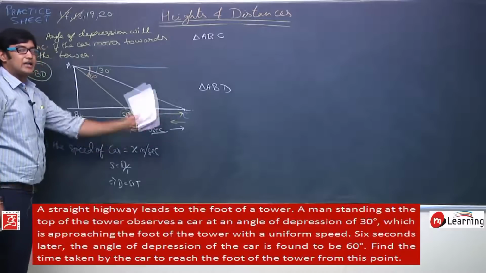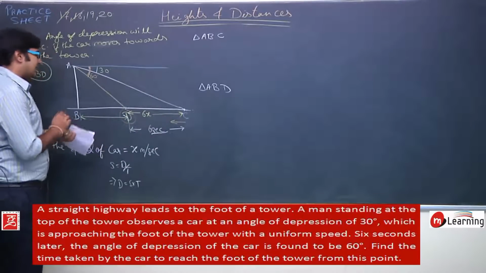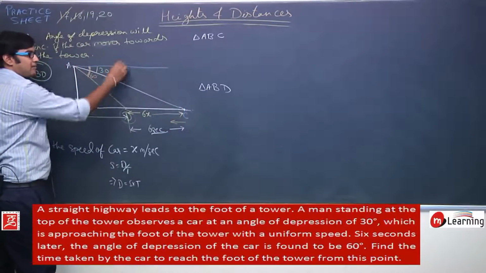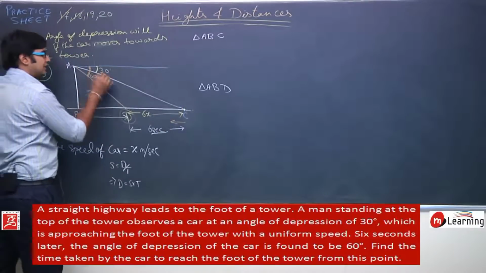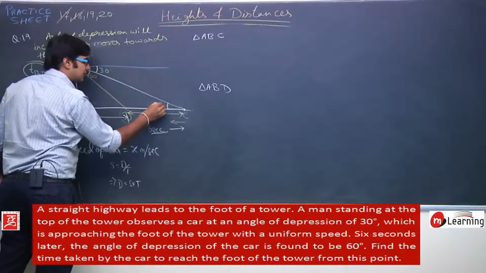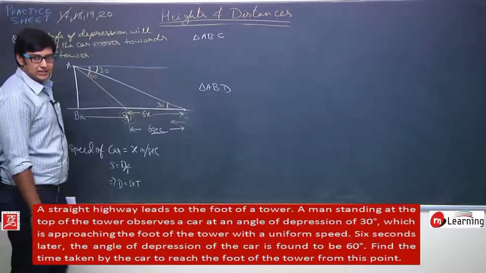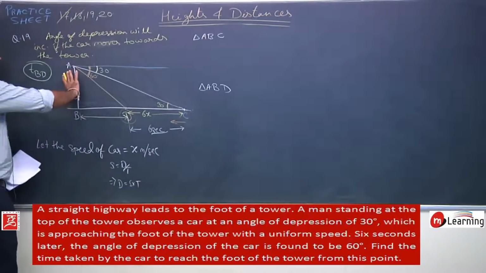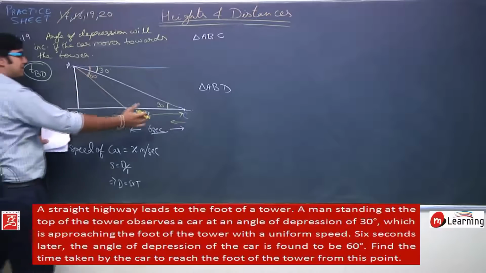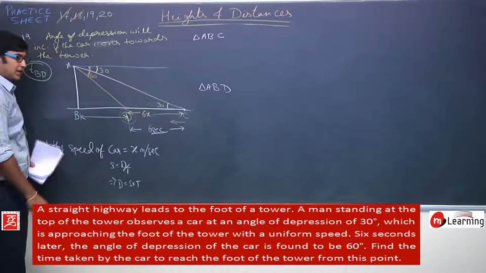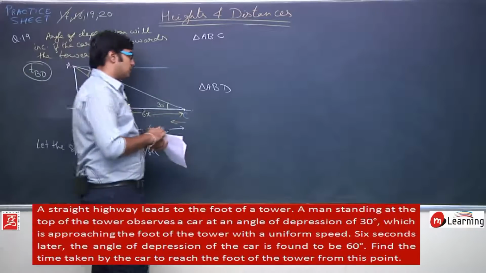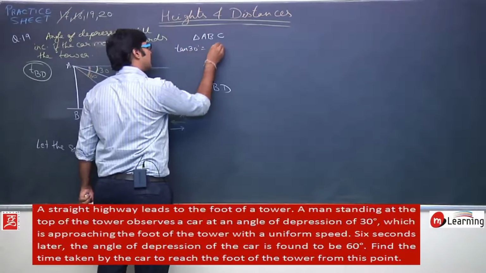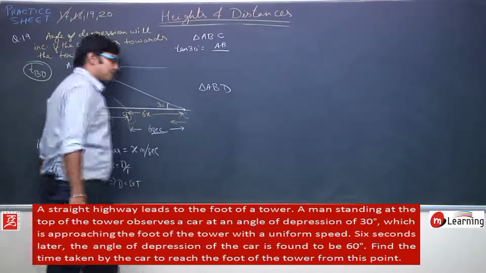In triangle ABC, in this bigger triangle, I can see this line is horizontal and this is the ground level. So these two lines are parallel. So this angle is 30 degrees. So definitely this angle should also be 30 degrees because of alternate interior angles. With respect to this 30 degrees, I can see this AB is the perpendicular and this BC is the base. Okay, so I can write tan of angle 30 degrees is equal to AB upon BC.